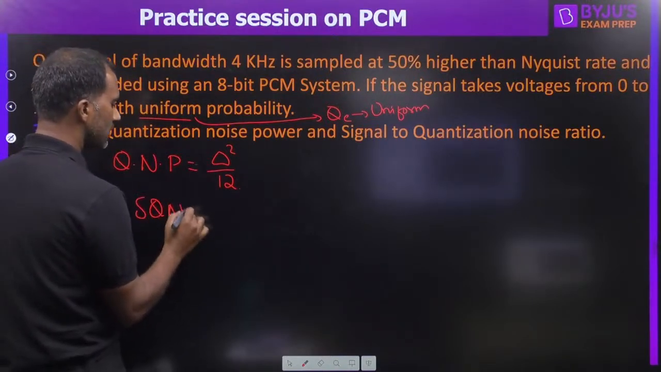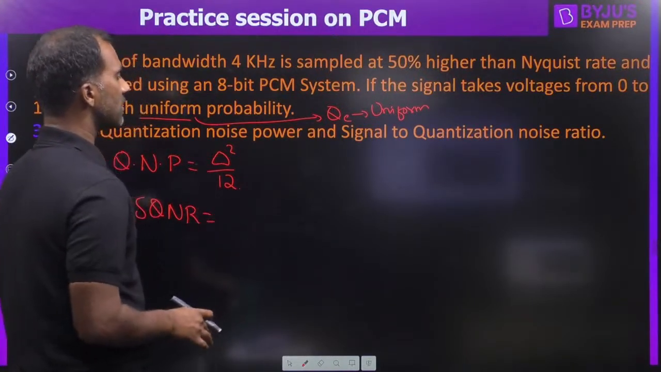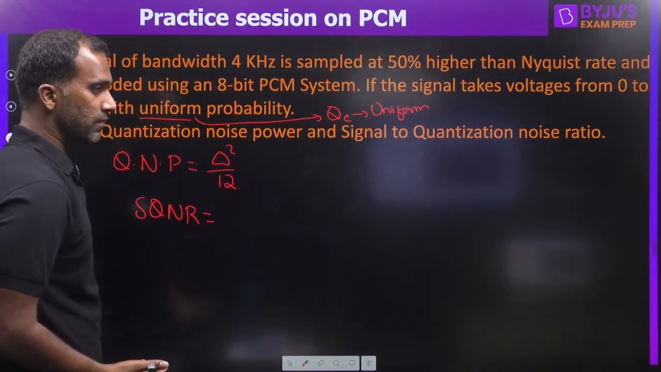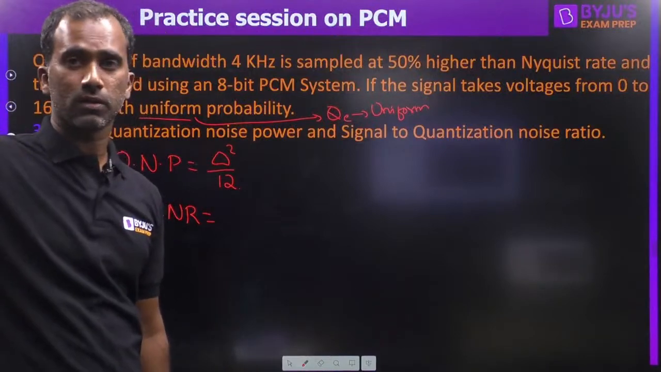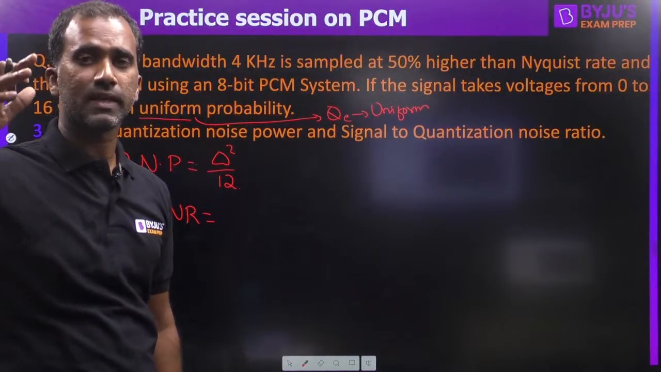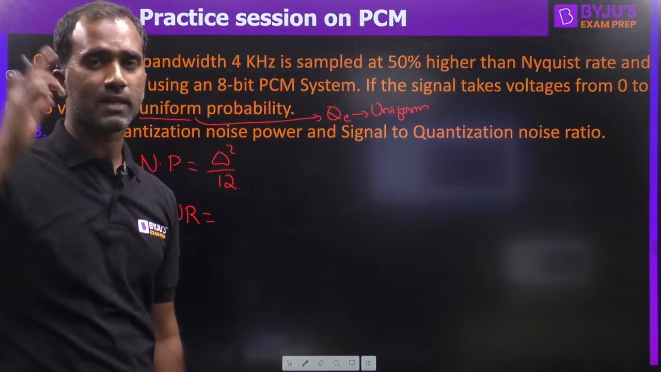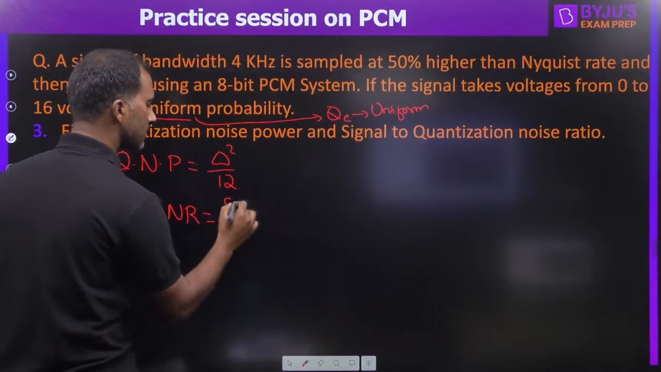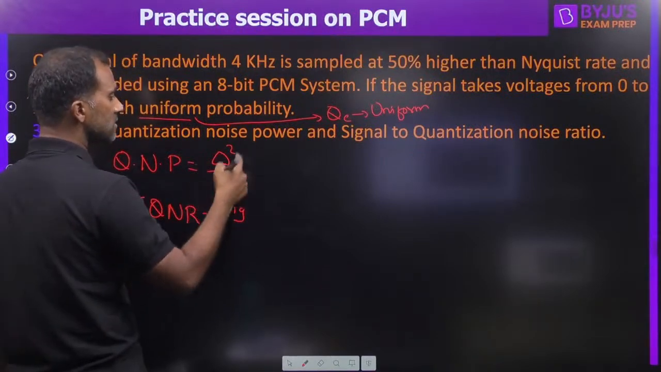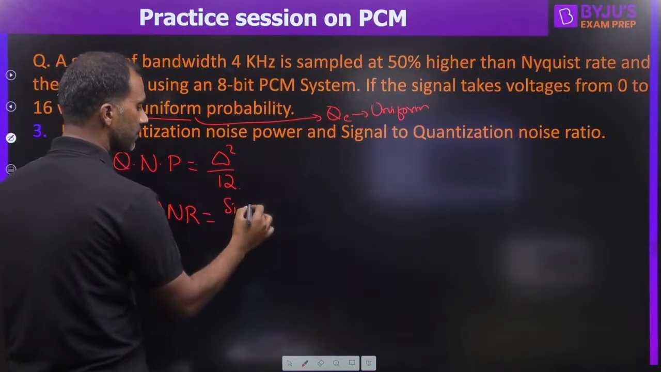And SQNR? How about SQNR? That we don't know. We have not calculated it for when the message signal is uniform. Whatever we have calculated, 6n plus 1.8, is when the message signal is sinusoidal and quantization error has uniform PDF. But in this case we don't know. Let us calculate. But we are clear with quantization noise power because quantization error has uniform PDF.